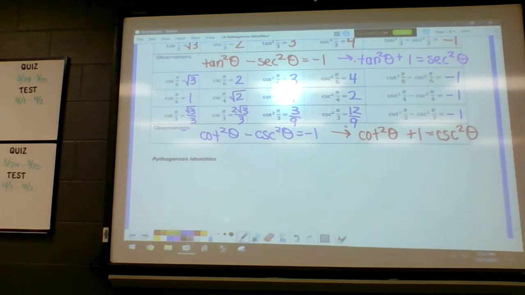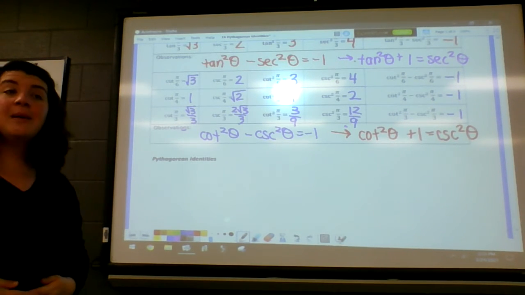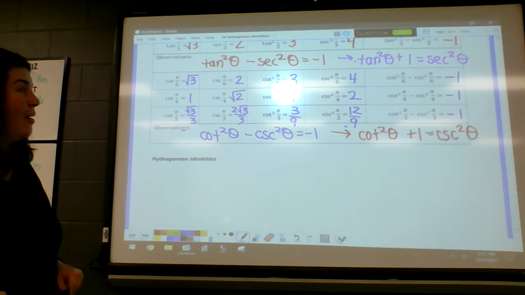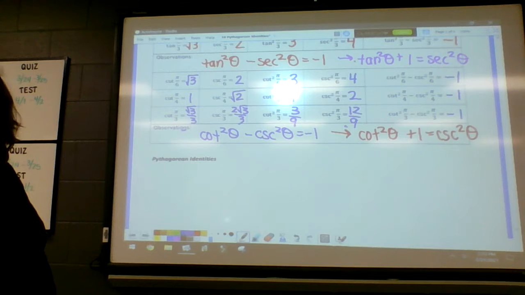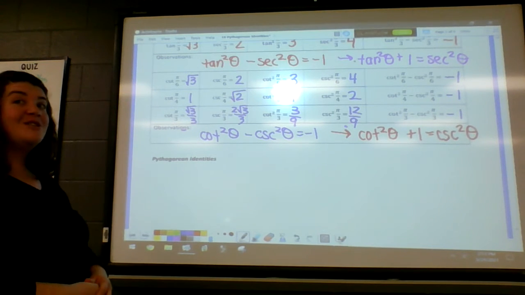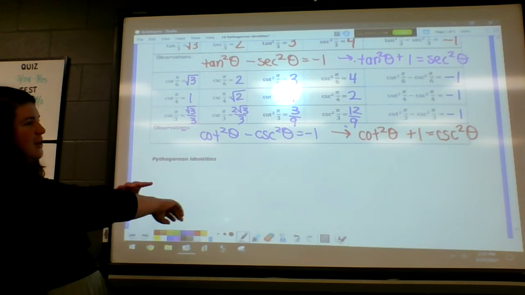So those are your 3 Pythagorean identities. Take a moment and write them on your orange sheet under Pythagorean identities. Put the sine squared plus cosine squared equals 1 on the top, and then I don't really care the other 2. But that's the one you're going to use the most, so put it on the top for sure.